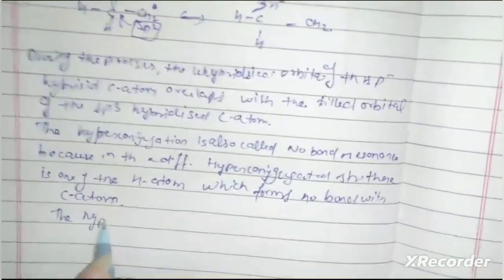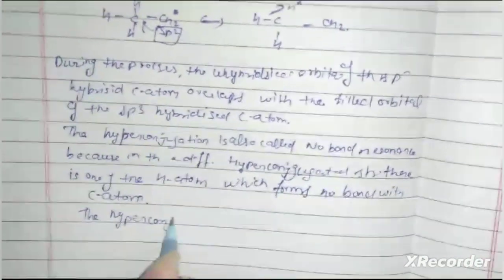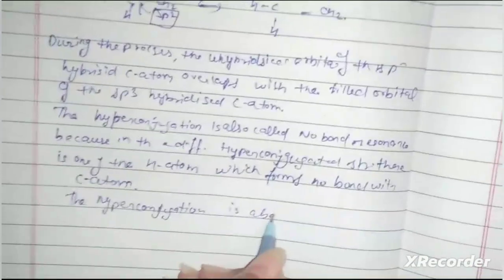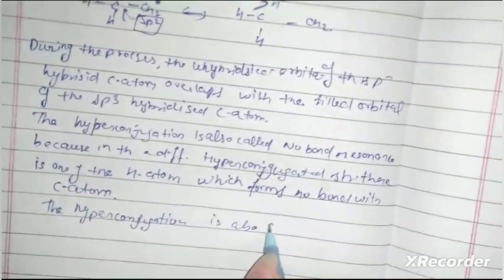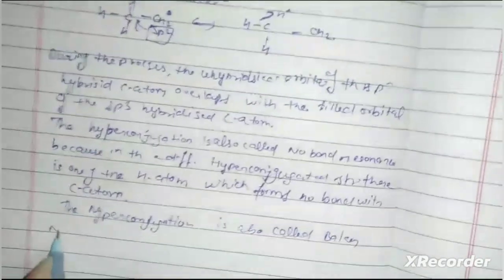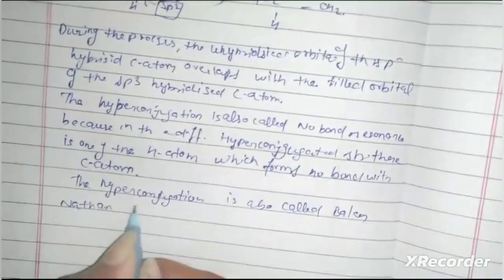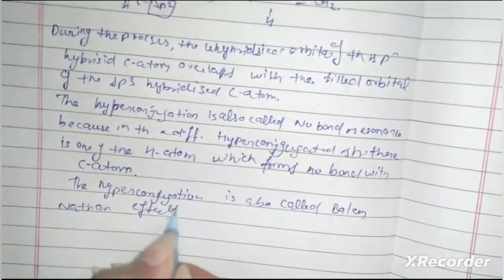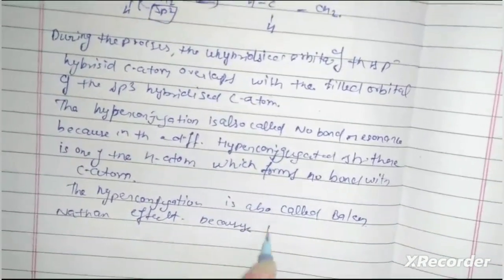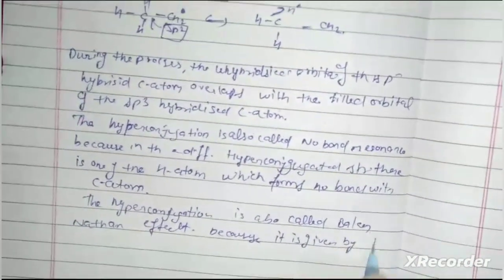Hyperconjugation is also called the Baker-Nathan effect, because these scientists gave this theory. It's given by them.